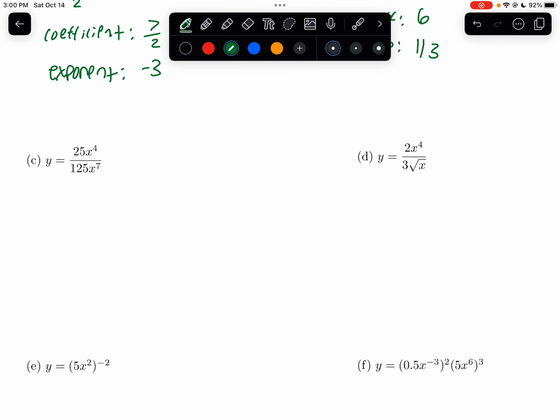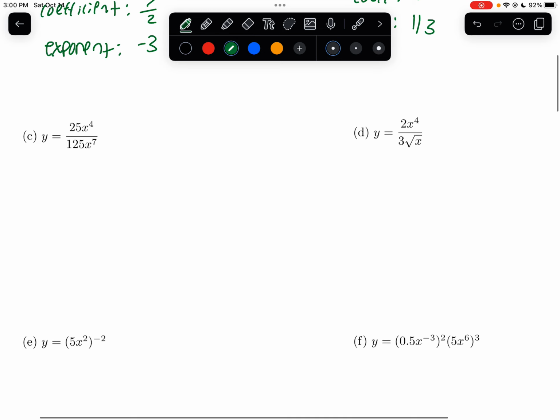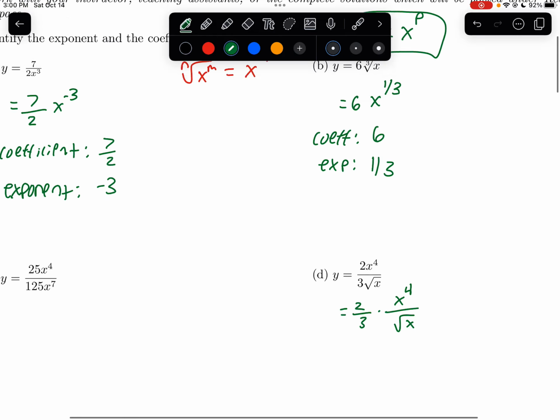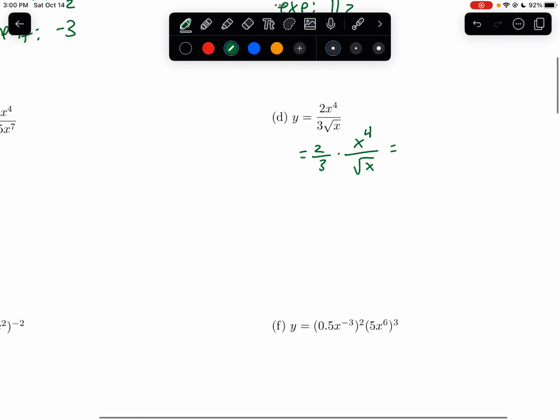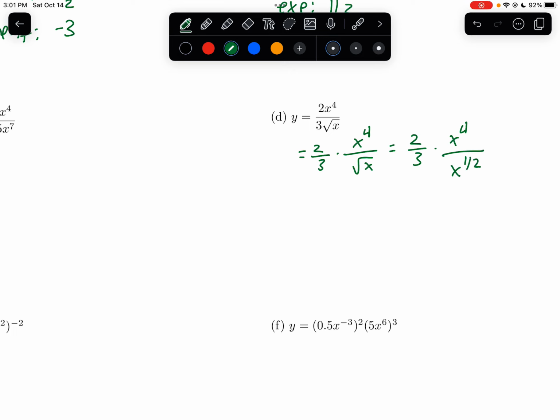For part, let's do part D. So you have this fraction of 2/3 being multiplied with the rest of it, so that can just come out. Just multiply this, x to the 4th over square root x. And using this rule up above for the radical and fractional exponent, we can write this as 2/3 times x to the 4th power divided by x to the 1/2, because that's the representation for the square root.